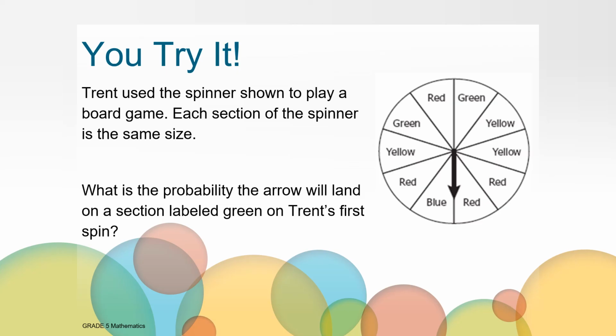Since the question is asking about the probability of landing on green, we need to count how many sections are labeled green. Here we see 2 green sections. So the probability of landing on green on this spinner is 2 out of 10, or 2/10. We can simplify that fraction by dividing by 1, or 2 out of 2, to get 1/5.